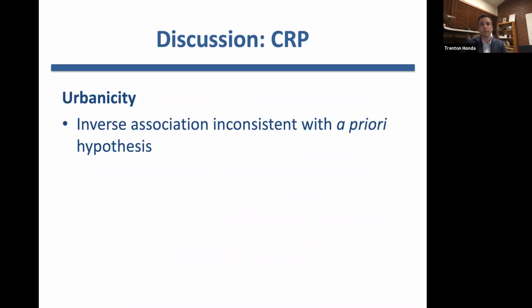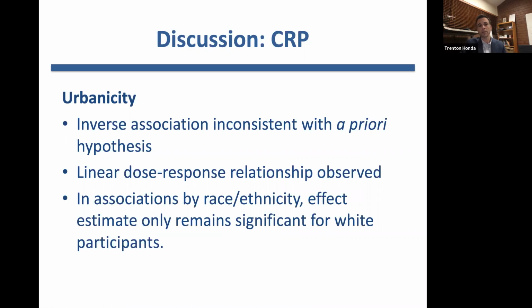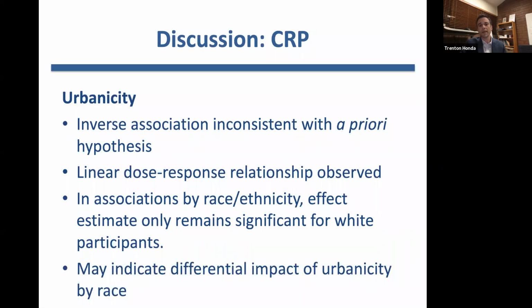Now, with urbanicity, we found an inverse association, where increased urbanicity was associated with decreased CRP, which was not consistent with our a priori hypothesis. We again observed a linear dose-response relationship. When we looked at associations by race, we found that the effect estimates only remained significant for white participants, which may suggest that there's a differential impact of urbanicity on CRP by race.